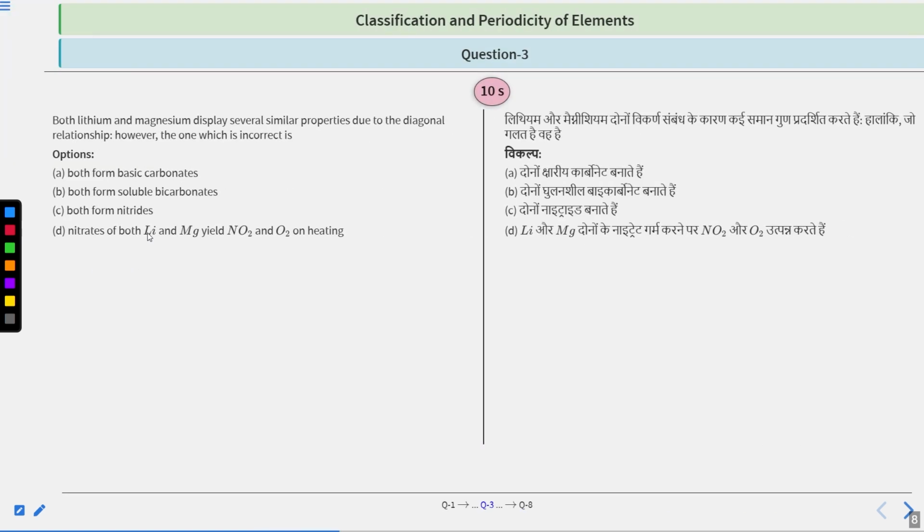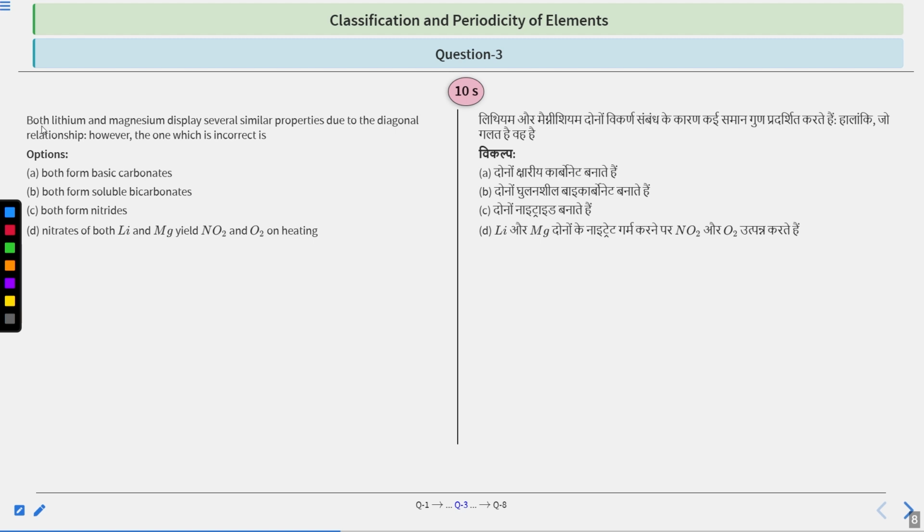Now let's move to the next question, question number 3. Both lithium and magnesium display several similar properties due to the diagonal relationship. However, the one which is incorrect is: we are given that lithium and magnesium display similar properties because they have a diagonal relationship. However, the one which is incorrect among the options will be.